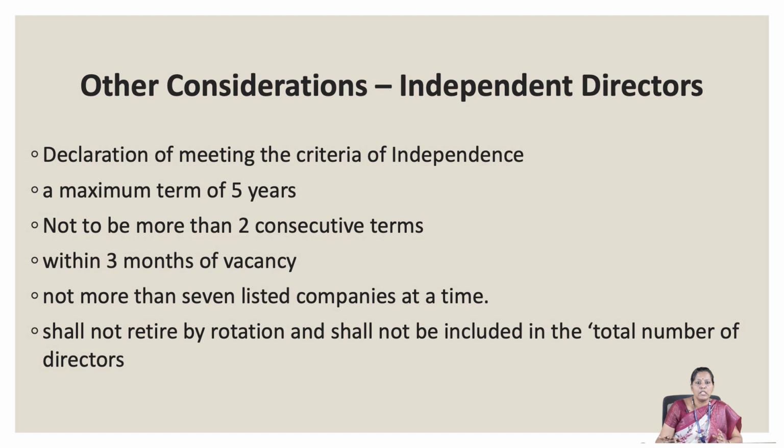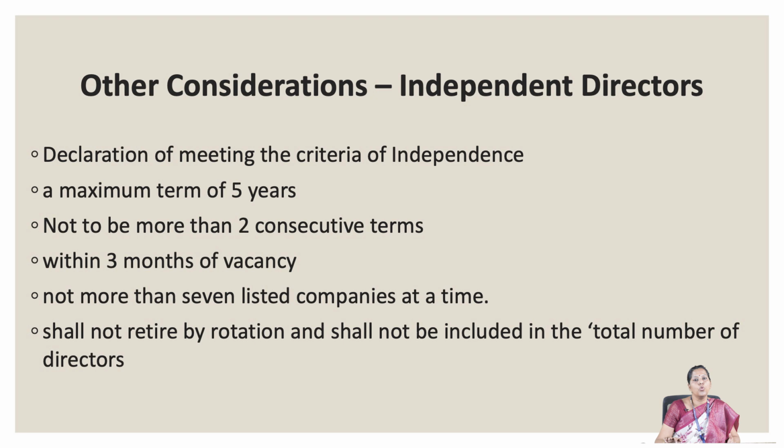Then if we look at the number of companies in which an individual can serve as an independent director, an individual can act as an independent director in not more than 7 listed companies at a time. At the max, an individual can serve as an independent director for a maximum of 7 listed companies, not more than that. Then independent directors cannot retire by rotation, so they do not come under that particular category. Whenever the company decides on the number of directors who would retire by rotation, the independent directors cannot be counted in that, and they will not be counted even in the total number of directors for calculating the number of directors who will retire by rotation.